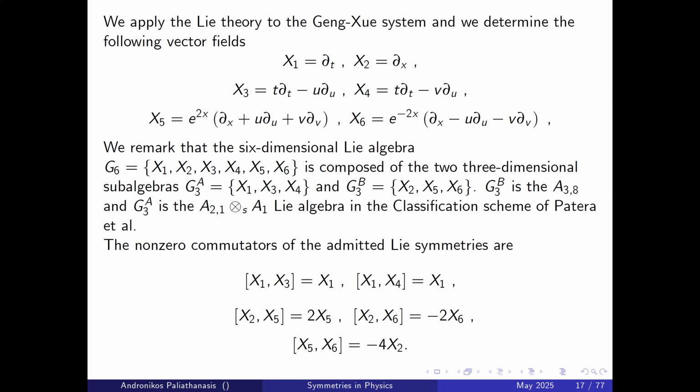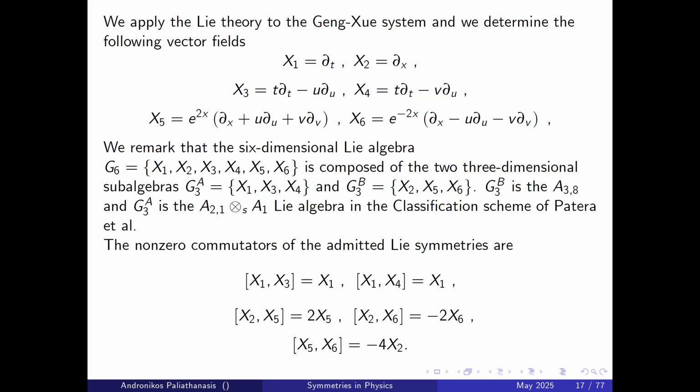I haven't presented anything on group theory. I assume that you know the basic definitions of group theory. We remark that the 6-dimensional Lie algebra, G6, is composed of two 3-dimensional subalgebras. These are observations that we are making, which are necessary to do the reduction and understand how the symmetries follow when we reduce a symmetry. And as I explained in the previous mini course, in the previous lectures, this is essential in order to understand the group properties of the differential equation.